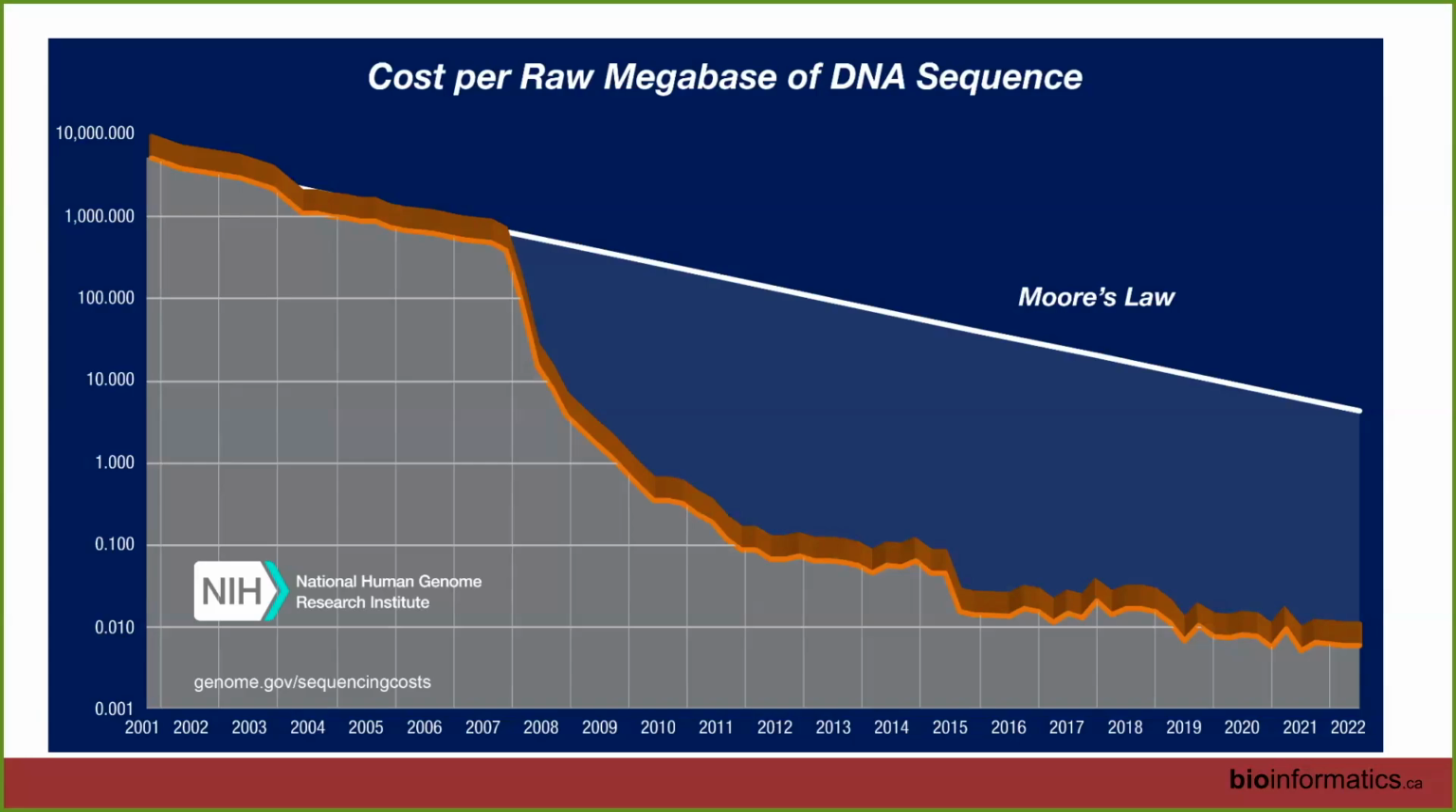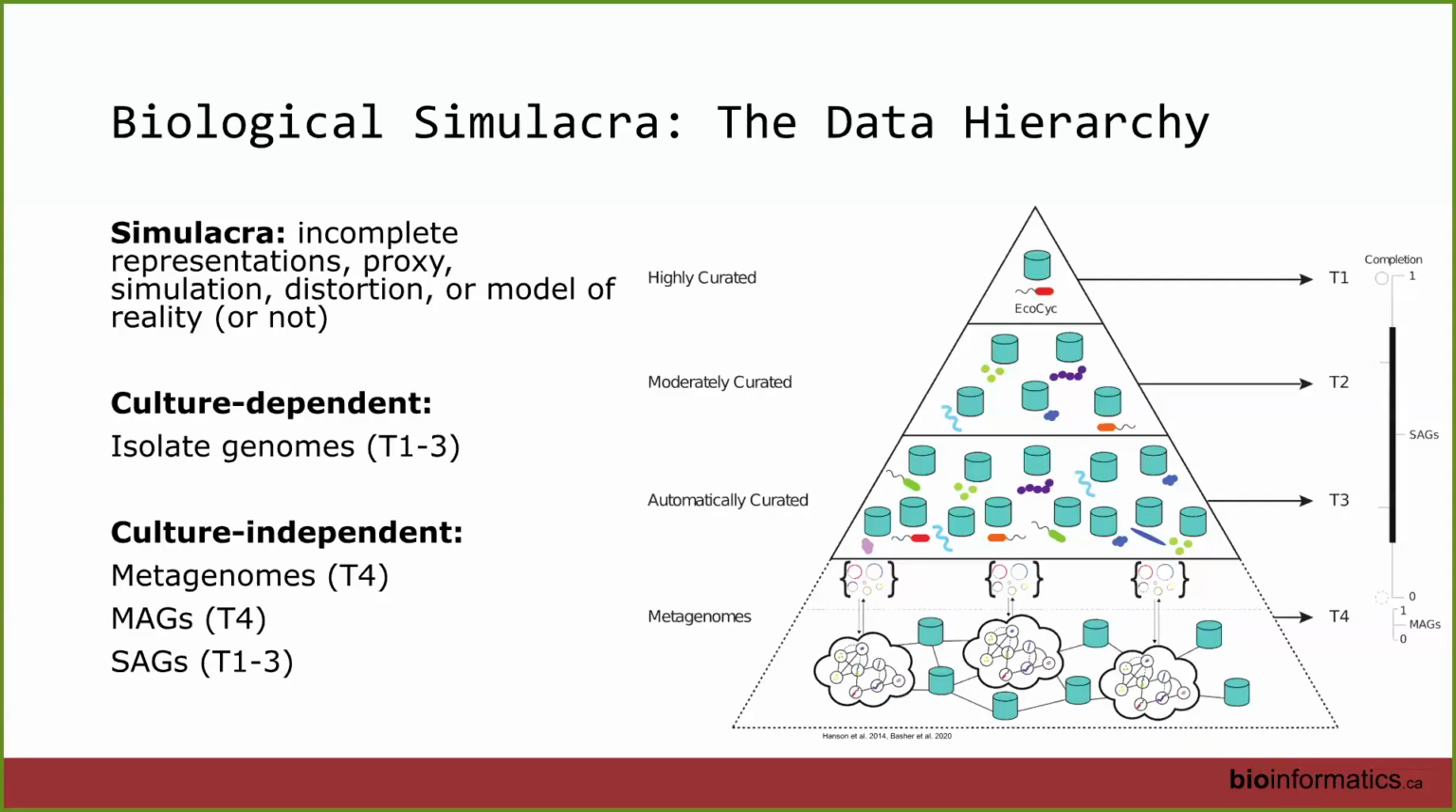As we start to be able to produce more and more data, we have to manage that data. So in the Hallam Lab, we try to build our mind around a core concept of a data hierarchy, as well as this term, biological simulacra. Simulacra is a term that was made popular in the 1980s by Jean Baudrillard. He defined it as an incomplete representation, a proxy, a simulation, a distortion, a model of reality, or perhaps not a great model of reality. Every single data product that we create in everything that we talked about today and earlier in the week and tomorrow, they're all simulacra, biological simulacra.